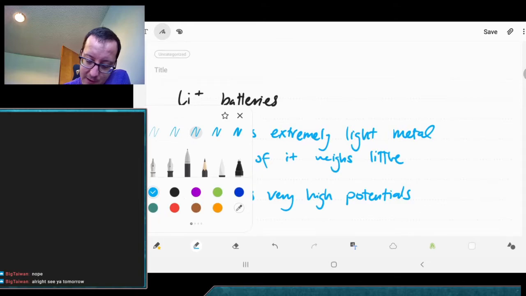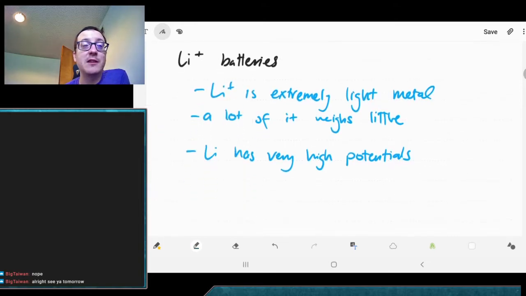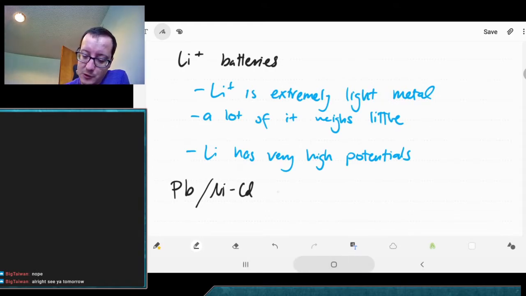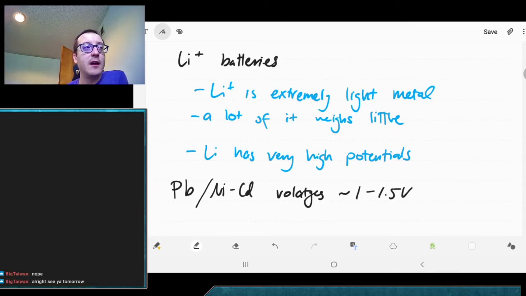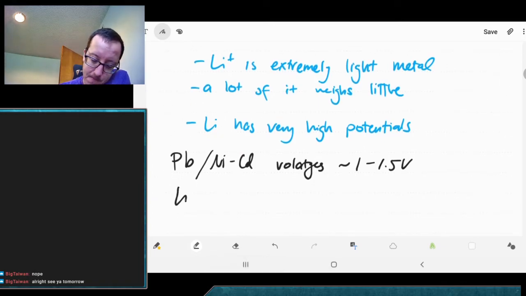So we saw that with the batteries that we looked at, the lead batteries and the nickel cadmium batteries. These ones had voltages of 1 to 1.5 volts, something like that, right? Lithium batteries typically have voltages of 3.7 or so per cell.